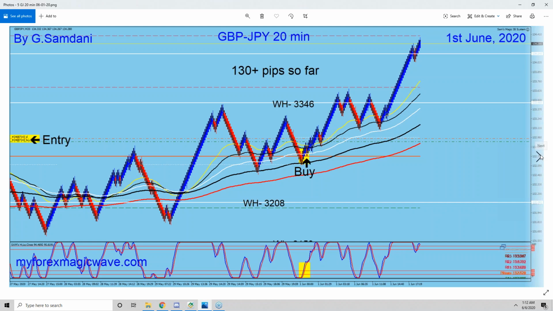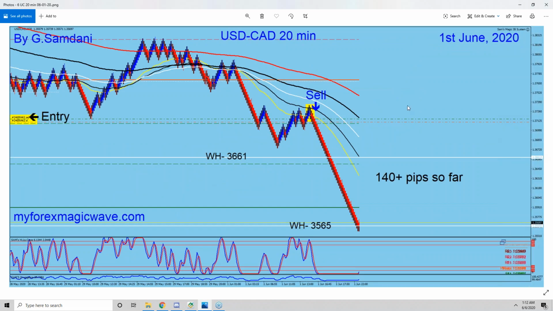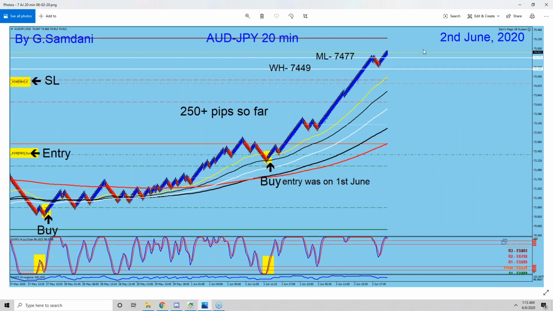Right? So now this is USD CAD. I hardly trade this, but the weekly setup was very good, so I took the trade. I'll show you the weekly chart later, at the end of this video. On the first, it's finished. Now on the second day, Aussie starts getting strong, very strong, and yen starts getting weaker.